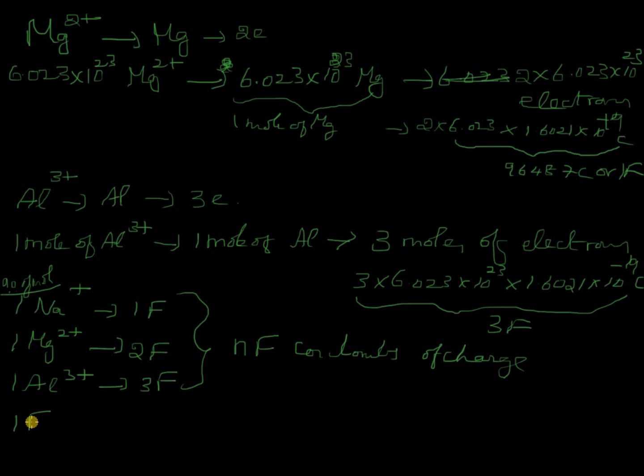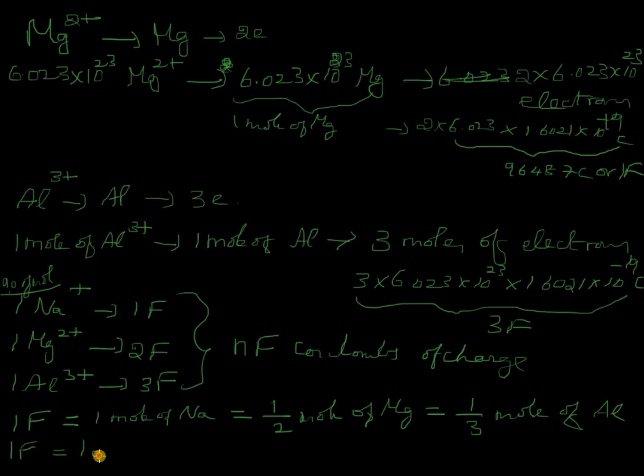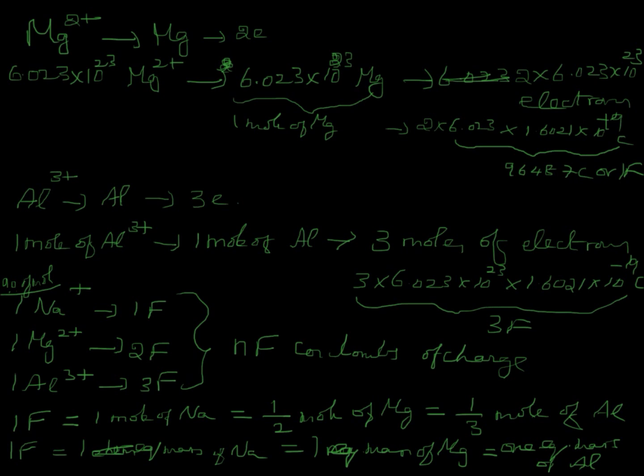Or if I take 1 Faraday, the same quantity, to interpret the second law, 1 Faraday of electricity, I will be getting 1 mole of sodium. 1 mole of magnesium needs 2 Faraday, isn't it? So I will be getting half mole of magnesium, or 1/3 mole of aluminium, and this is nothing but 1 equivalent mass of sodium, 1 equivalent mass of magnesium, 1 equivalent mass of aluminium. This is the second law, that is, by passing the same quantity of electricity, say 1 Faraday, we discharge 1 equivalent mass of any material at the electrode.